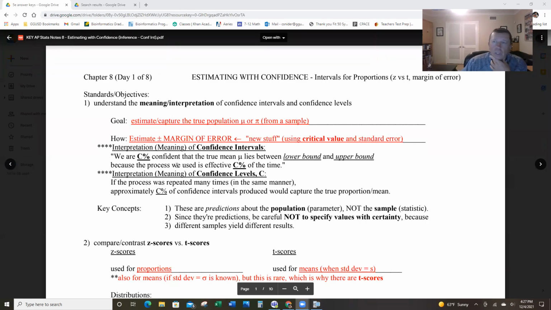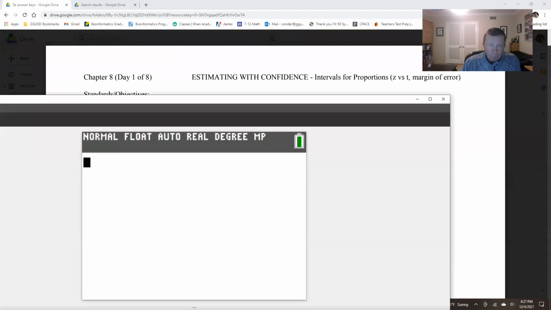Okay, this is chapter 8, day 1. We're doing confidence intervals. This is pretty cool stuff. So you obviously need a calculator. You don't necessarily have to have a graphing one, but it's kind of nice.